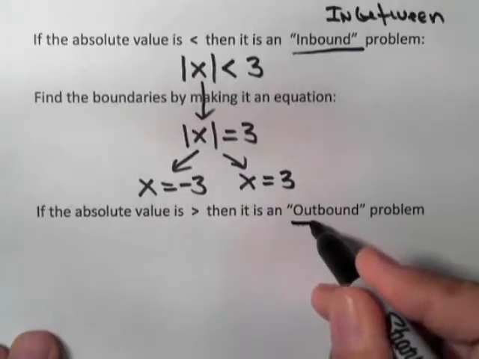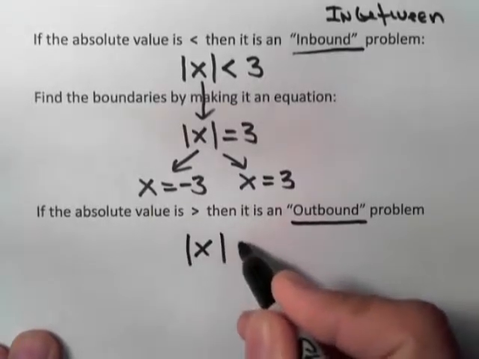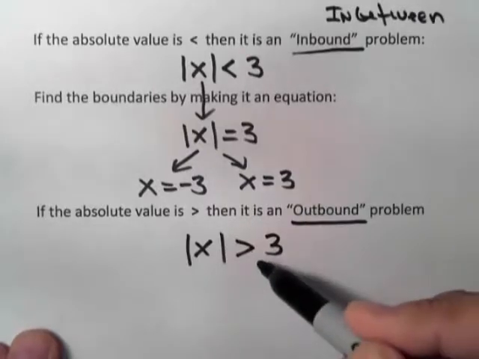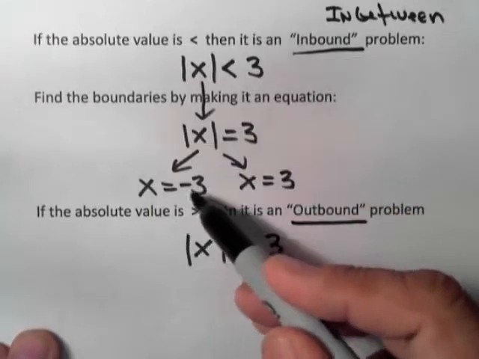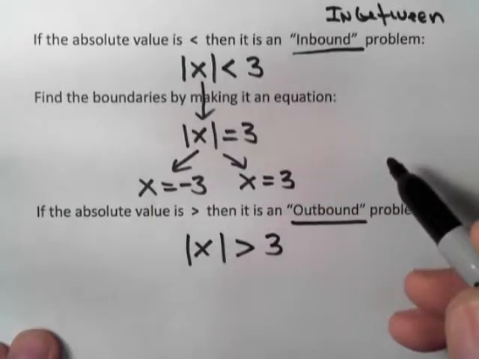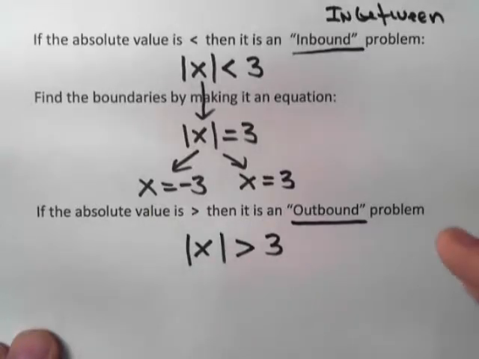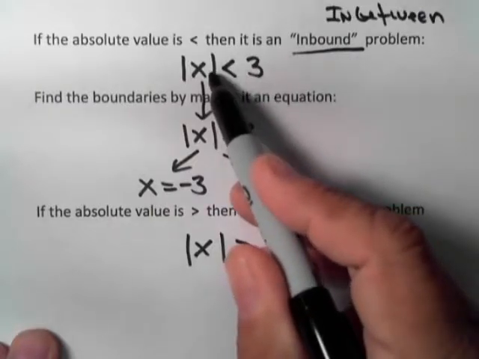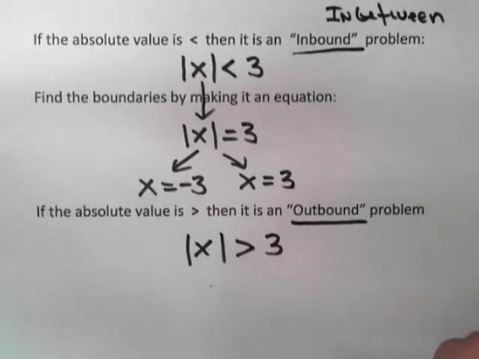Well, the contrast is the outbound, and that's when we have it look like this: the absolute value of x is getting greater than 3. Once again, what we do is first change it to an equation, come up with the boundary points, and then we can indicate the outbound solutions. So, the inbound, the absolute value getting smaller, the outbound, the absolute value getting larger, and this is the key to being able to work with these.